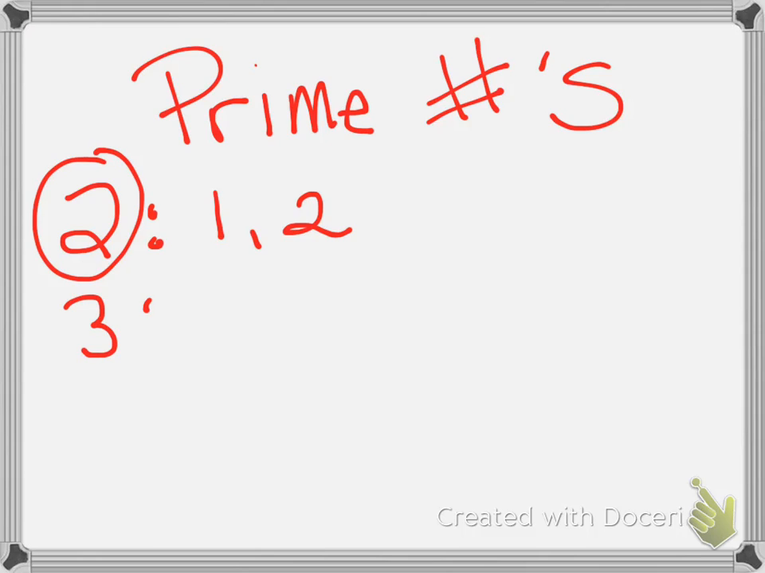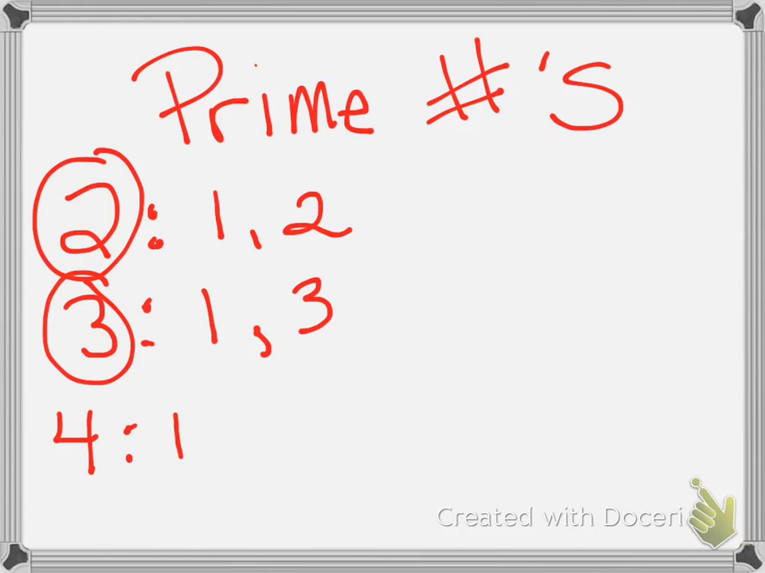I could try 3, and the only factors for 3 are 1 times 3. So 3 is also a prime number. I could try 4, and I always try 1 times the number first because it always works out. 1 times 4, but then I also have 2 times 2. So since we have another factor here, this one is not a prime number.